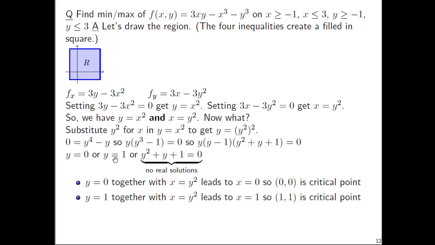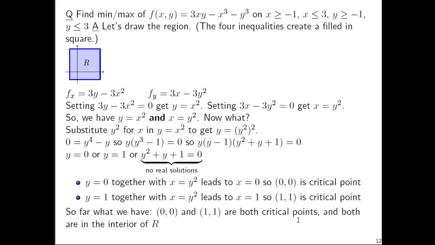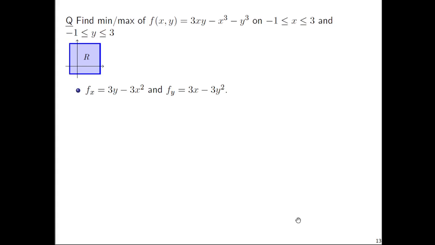The other value of y that worked was 1, and if you look at y = 1 together with the fact that x = y^2, so x = 1^2, that leads to x = 1, so (1, 1) is a critical point. So the only critical points that we found are (0, 0) and (1, 1). There are none other. Both of those points happen to belong inside the interior of this square that we have labeled with a capital R.